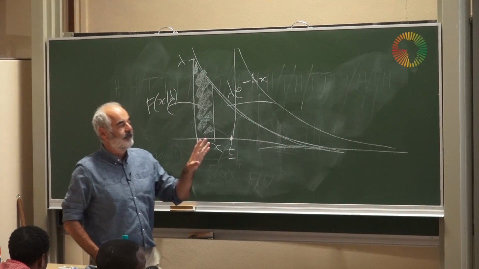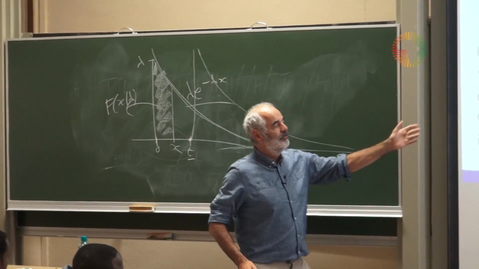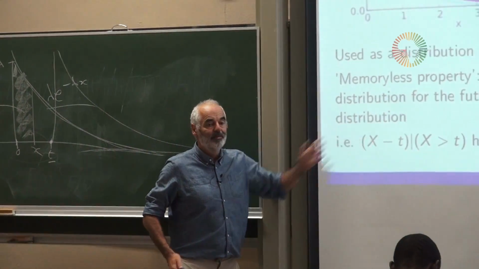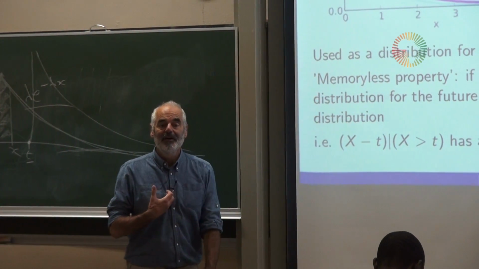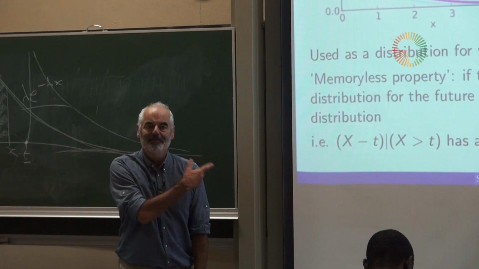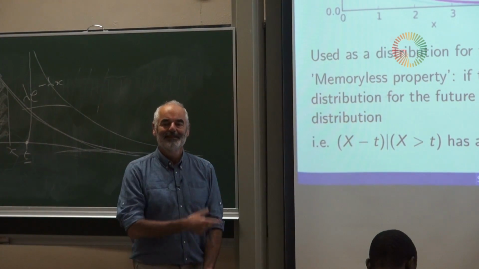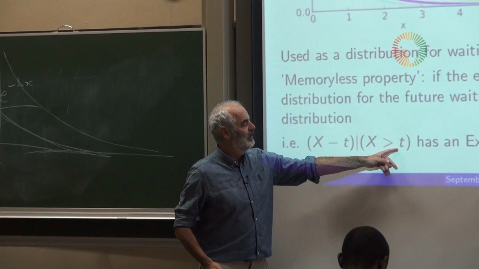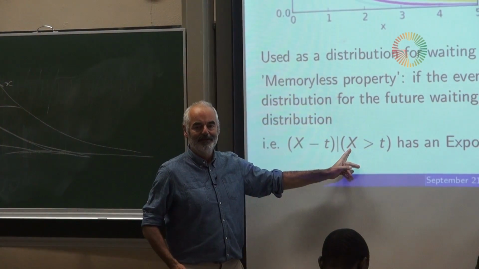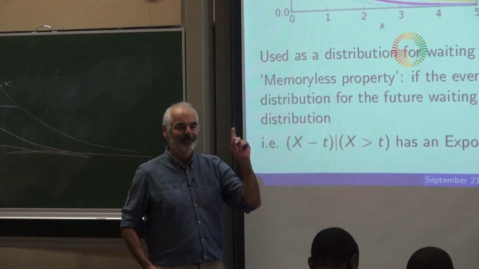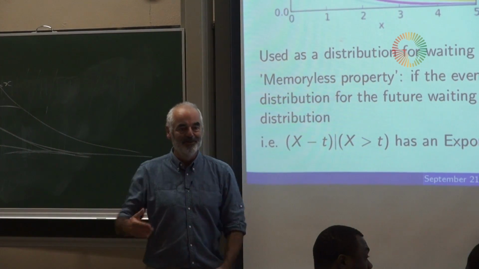Now, in real life, waiting times often don't have this. For example, human survival is definitely not like this. If I know I've reached 55, I know I haven't got as long to live as someone who's just been born.